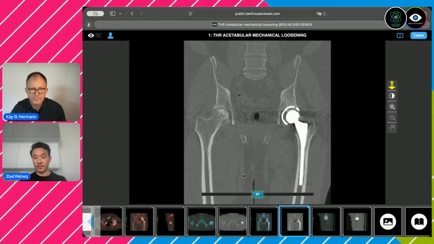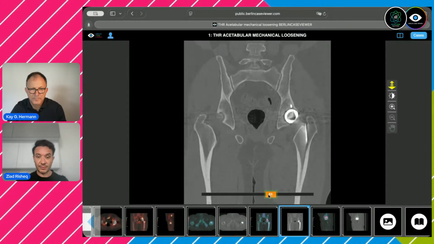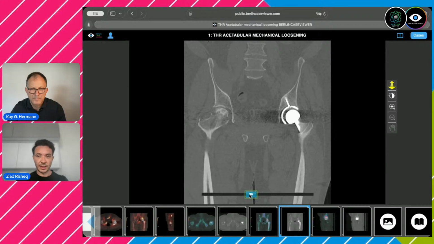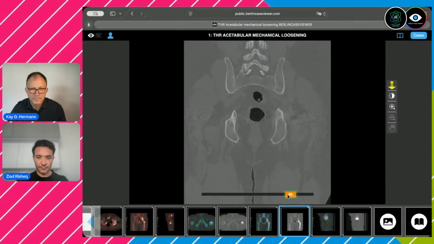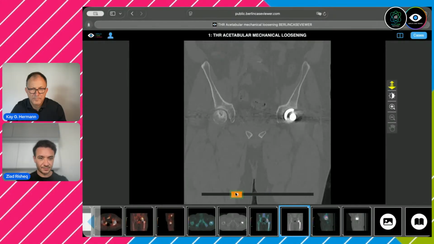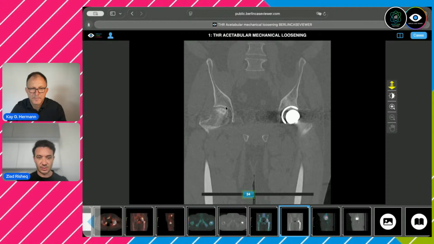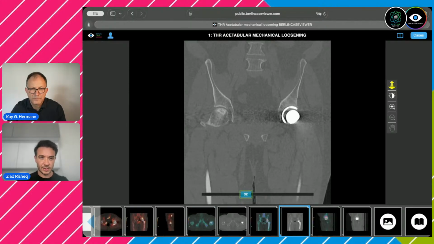But again, you need to do a white blood cell scan to come up with a definite diagnosis. So this is regarding the first case. Great. And yes, this was avascular necrosis. She had bilateral avascular necrosis.